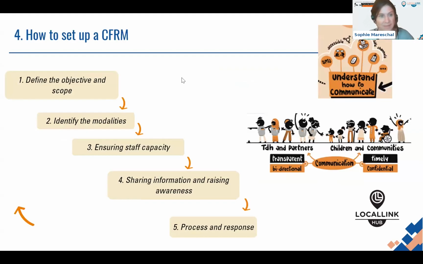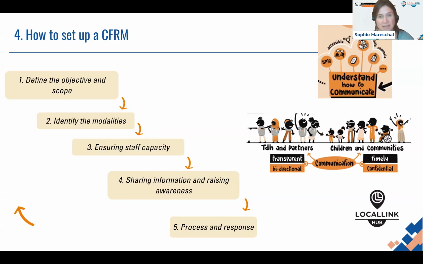Yes, thank you, Sukanta. So this is how to set up a CFRM, and I just want to say that we received a very good set of questions from Minaz, Breaking the Silence in Bangladesh, and we may address these questions now. Setting up a CFRM is not just putting a complaint box or feedback box somewhere. It requires preparation and analysis of the situation prior to knowing how to proceed.